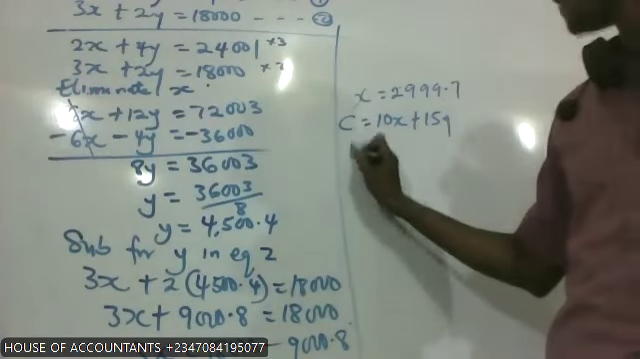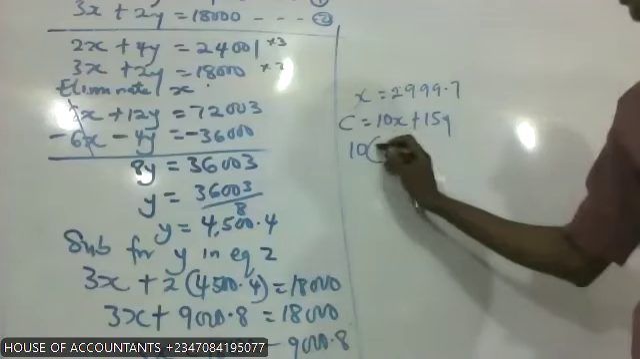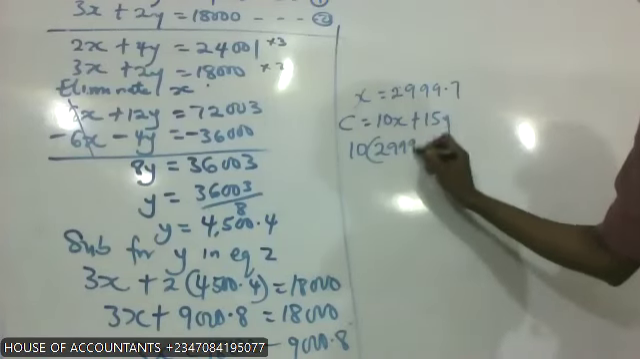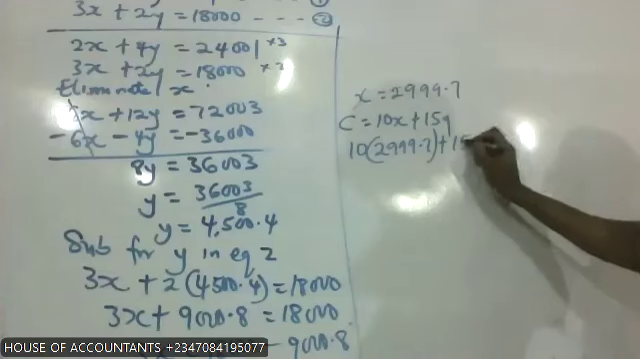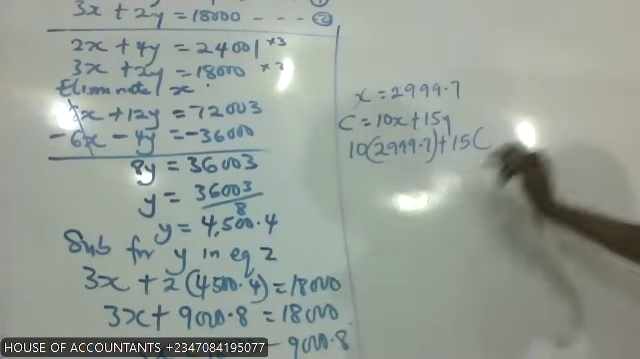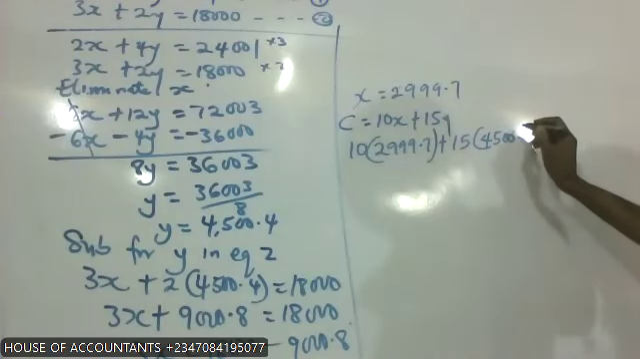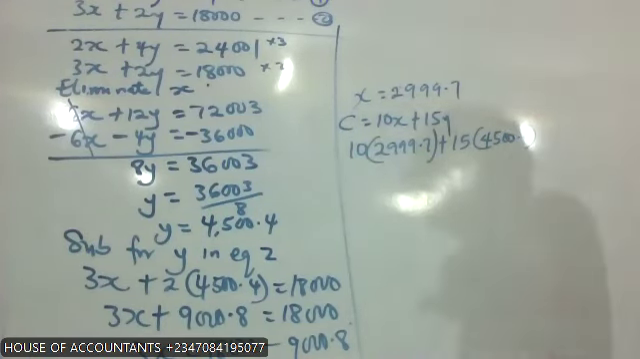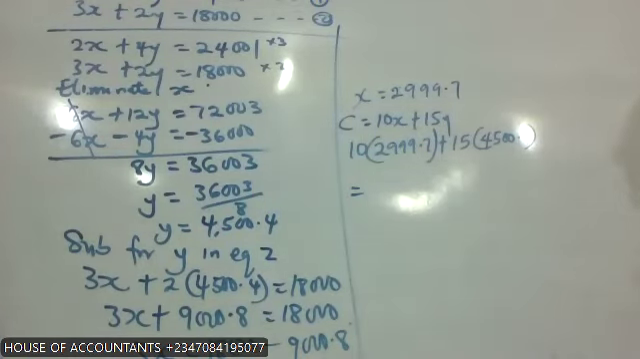We will say 10 times what is our x? 2999. Plus 15 times what? 4,500.1. 0.4. So the contribution is what? Total contribution is what?